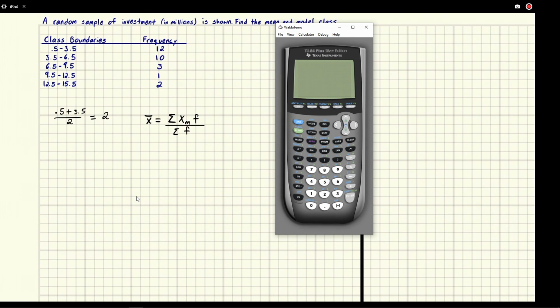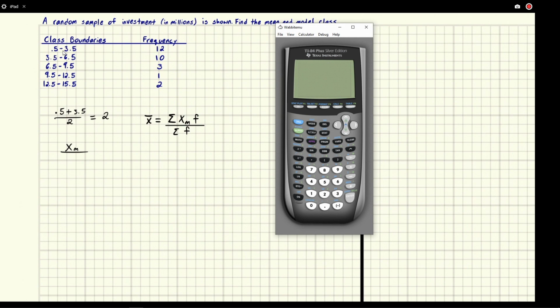If you really want to, you could reconstruct the data. I know some students prefer to do that. I'm going to show you how to do it using the calculator, and how to do it manually, like what we just did right here. So first we need midpoints. We need our xm, our midpoints. Our midpoints are going to be all of these added and then divided by 2.